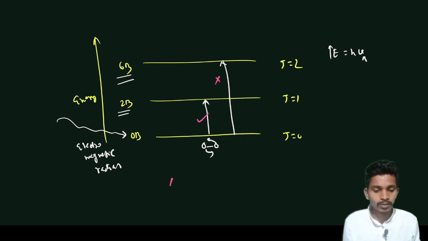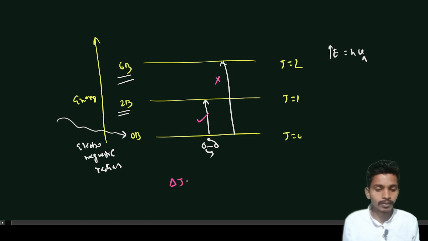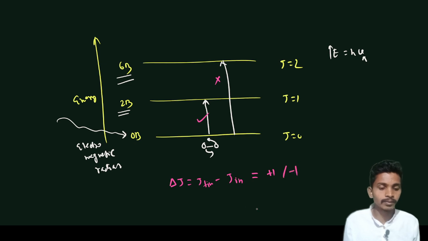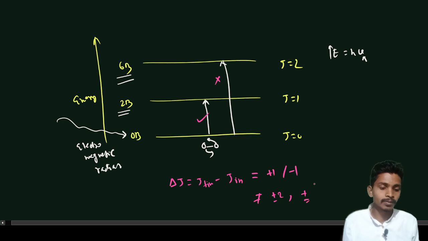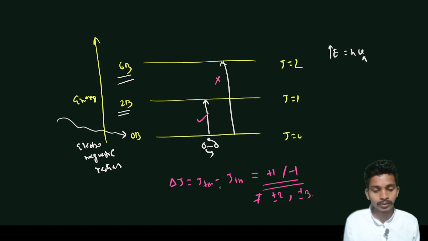So the selection rule says that delta J, meaning J final minus J initial, has to be either plus 1 or minus 1. It cannot be plus or minus 2, or plus or minus 3, like that. It only has to be either plus 1 or minus 1. That's why they talk about the delta J value. So J final minus J initial has to be either plus 1 or minus 1.